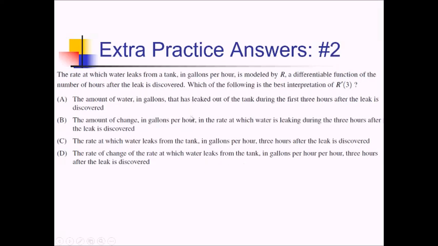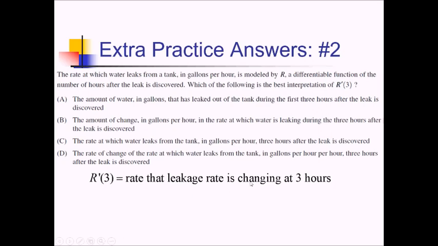For this one, a whole lot of reading. The rate at which water leaks out of a tank in gallons per hour is modeled by R, a differentiable function of the number of hours after the leak is discovered. We want to know which is the best interpretation of R prime of 3. R prime of 3 isn't talking about the rate at which water is leaking out of the tank. It's talking about the rate of water leakage. So R prime of 3 is basically saying the rate that the leakage rate is changing at 3 hours. Let's see which answer choice has that.